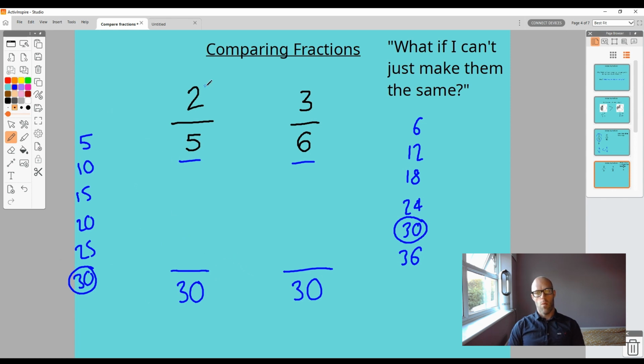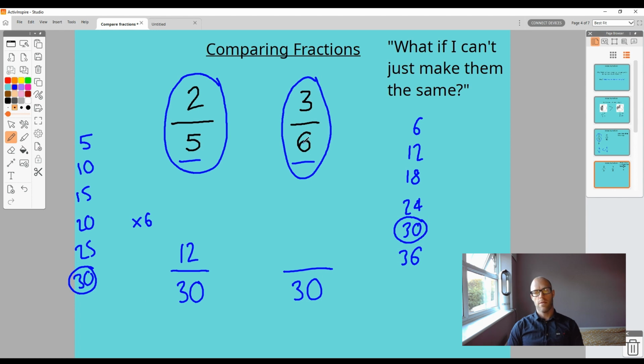So now what I need to do is work out what I need to do to change fifths to 30ths. So look back at what I've had to do. I had fifths. 5 times 6 is 30. So I do 2 times 6 is 12. And over this side, it's not the same. Started off with 3/6. What have I had to do to 6 to turn it into 30? I've had to multiply it by 5. 6 times 5 is 30. 3 times 5 is 15. And now the two are directly comparable. I'm just comparing fractions here, but if we're adding them together, I would need to convert them to 30ths as well to be able to effectively add them together. The denominators need to be the same.